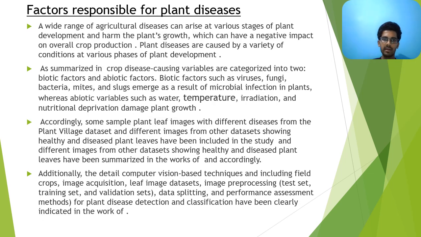Factors responsible for plant disease. A wide range of agriculture diseases can arise at various stages of plant development and harm the plant's growth, which can have a negative impact on overall crop production. Plant diseases are caused by a variety of conditions at various phases of plant development. As summarized in the crop disease cases, variables are categorized into two: biotic factors and abiotic factors. Biotic factors such as virus, fungi, bacteria, mites, and slugs emerge as a result of microbial infection in plants, whereas abiotic factors such as water, temperature, irrigation, and nutritional deficiency damage the plant growth.